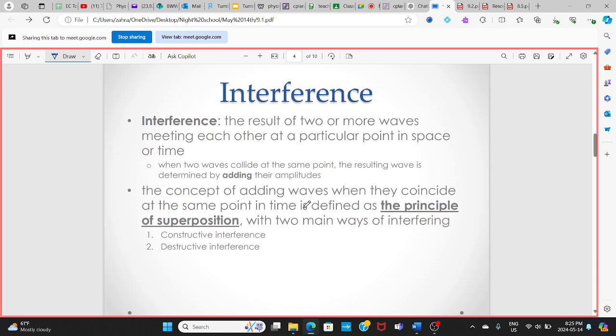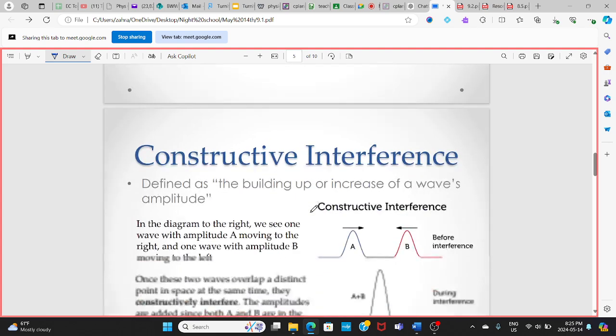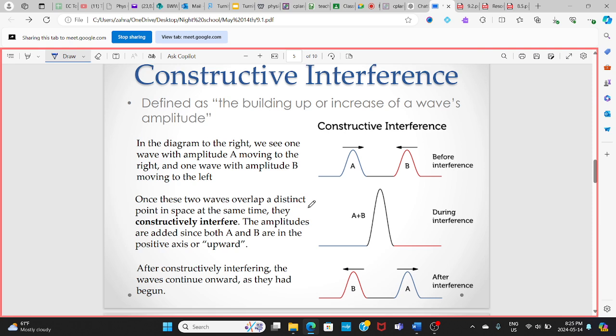Now, what happens if two sound waves or two waves interfere or come together? The result of two or more waves meeting each other at a particular point in space, we call interference. Two waves can collide at the same point and it could add up or it could cancel each other out.